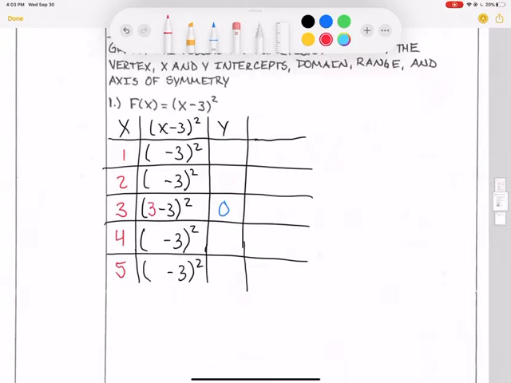Let's get started. So I'm going to plug in 1, 2, 4, and 5. 1 minus 3 is negative 2, squared is positive 4. 2 minus 3 is negative 1, squared is positive 1. 4 minus 3 is 1, squared is positive 1. 5 minus 3 is 2, squared is positive 4. This is going to give me my coordinate points, or my x and y values.